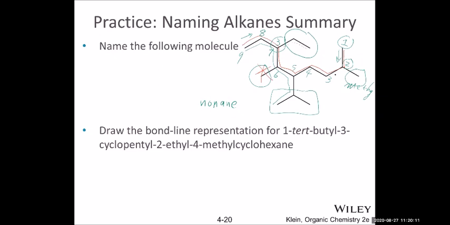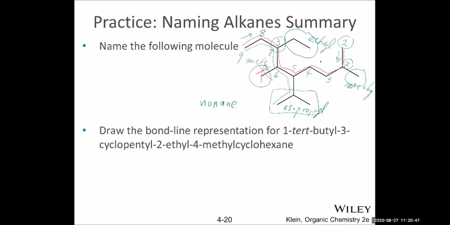Okay. 2, 3, 4, 5. At 5, we see this group. If you remember from the previous slide, this is isopropyl. Position 6 has a methyl group again. And 7 has this group, an ethyl group. Okay, we have ethyl, 2 methyl groups.